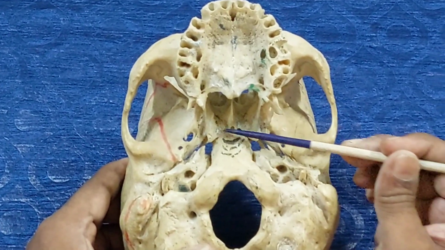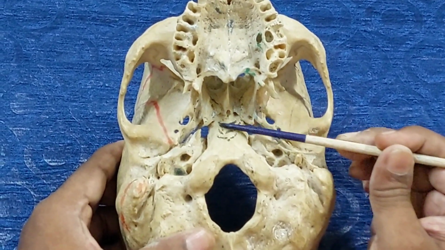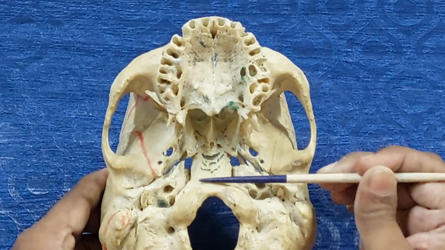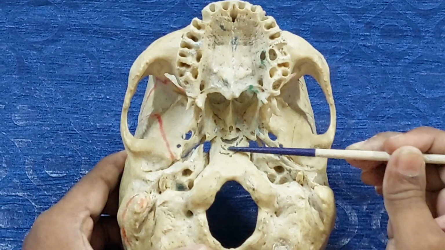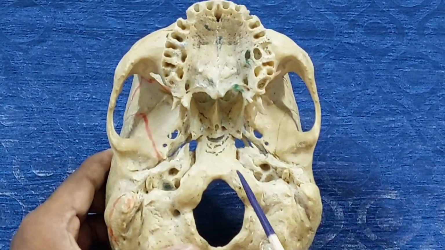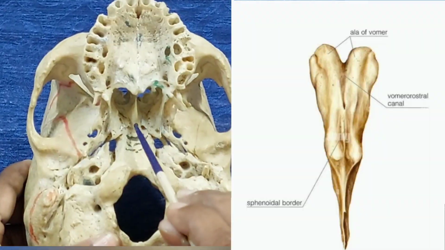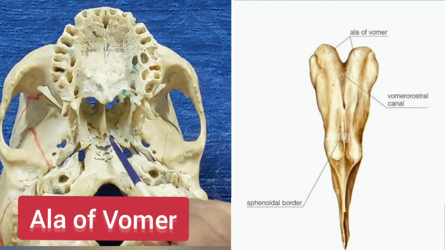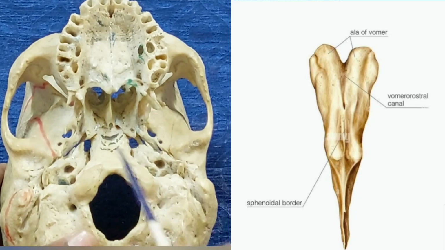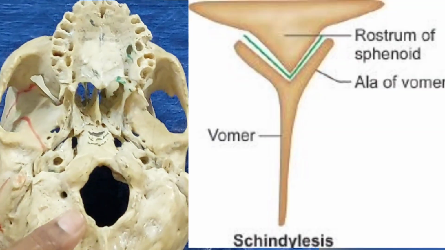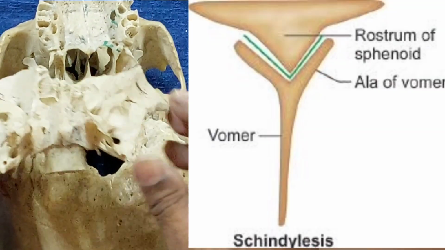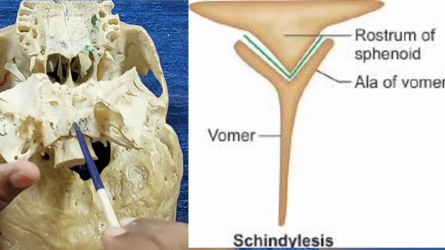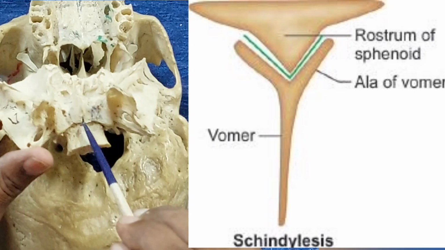Next is the inferior surface of the body of the sphenoid, and more posteriorly it is the basilar part of the occipital bone. And here the vomer superiorly is dividing into two alae, and this ala articulates with the rostrum of the sphenoid. If you see this sphenoid bone separately, this is the inferior surface, this is the ala of the vomer, and this is the rostrum of the sphenoid.